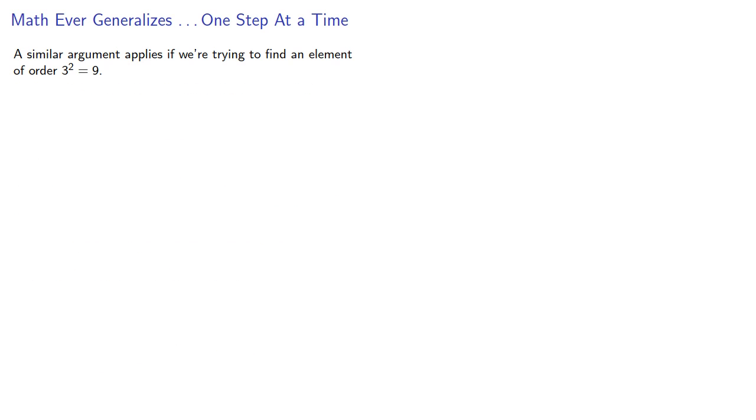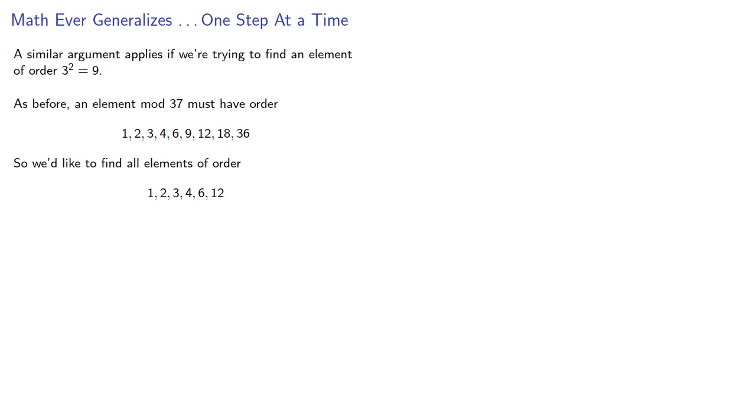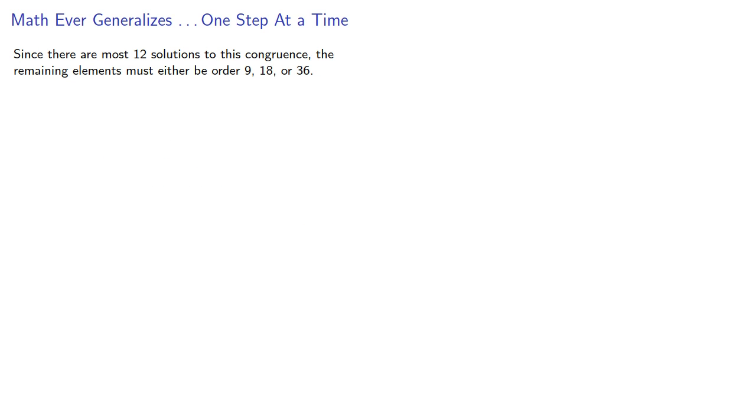A similar argument applies if we're trying to find an element of order 3 squared, 9. As before, an element must have order. So if we strike all of the orders that include 9 as a factor, we'd like to find all elements of these orders, which would be included among the solutions to x to the 12 congruent to 1 mod 37. And again, since there are at most 12 solutions to this congruence, the remaining elements must be order 9, 18, or 36.